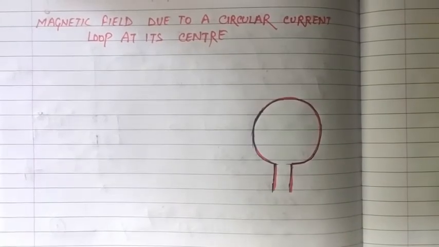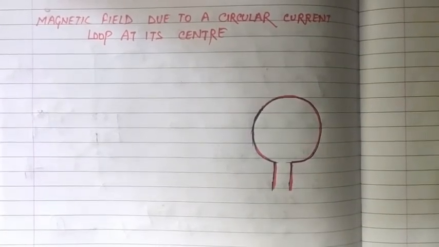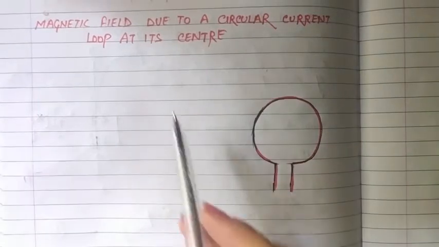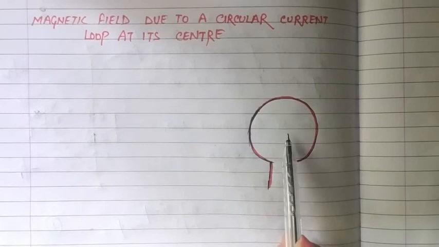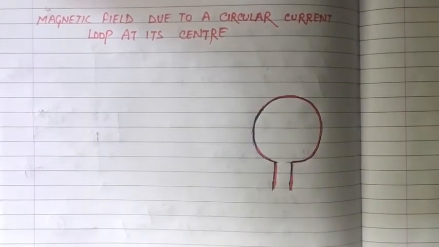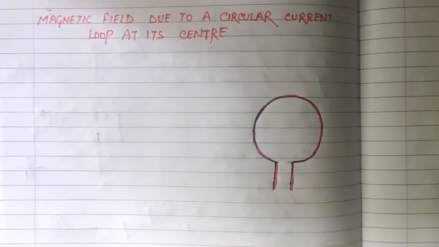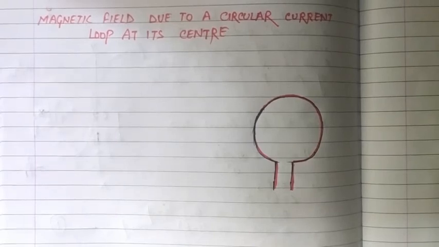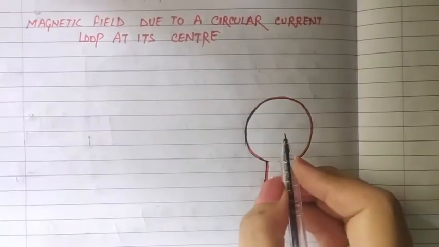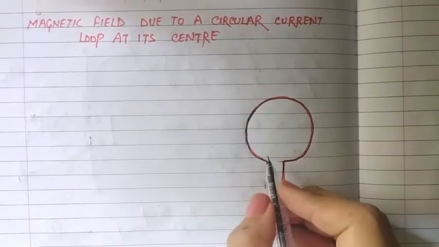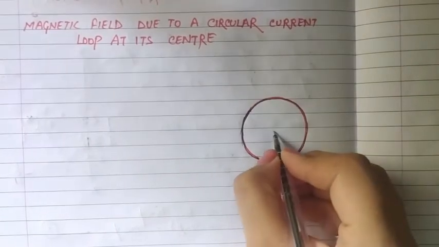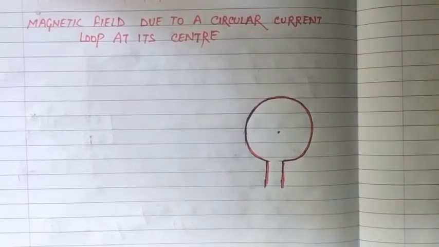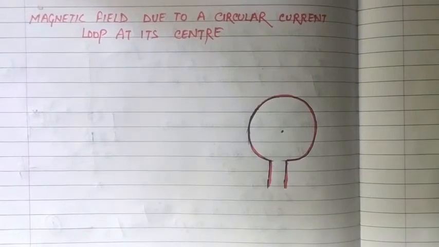Hello students. So now in this video we are going to study about the magnetic field due to a circular current carrying loop at its own center. Means we have a circular loop having some current flowing through it and we want to calculate the magnetic field at its center. So here in the diagram I have considered a loop and I want to calculate the magnetic field at the center of this loop.